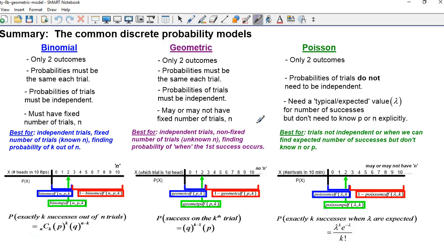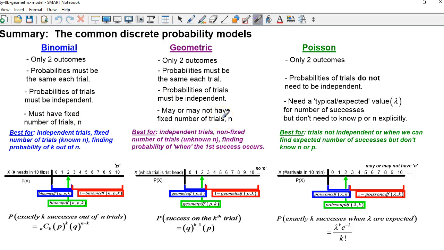Okay, so just to summarize everything, let's look at all three models. We have the binomial model, the geometric model, the Poisson model, right? The big differences are Poisson does not require trials to be independent and does not require an n and a p value because we can just calculate the typical values, sometimes using other ways, right? The big thing about geometric is it's about finding the probability when the first success occurs instead of a count, which is what binomial and Poisson are about, right? And binomial and geometric require independent trials.